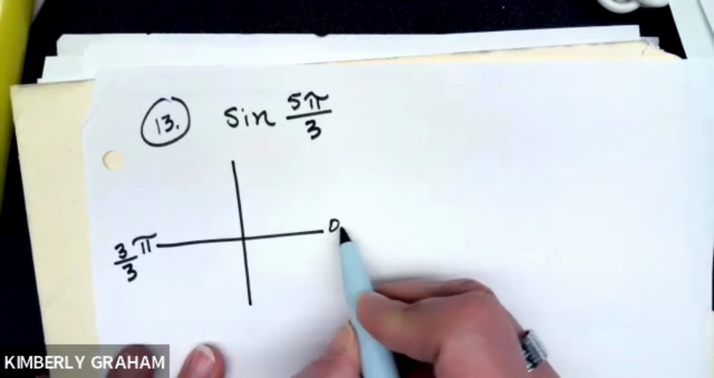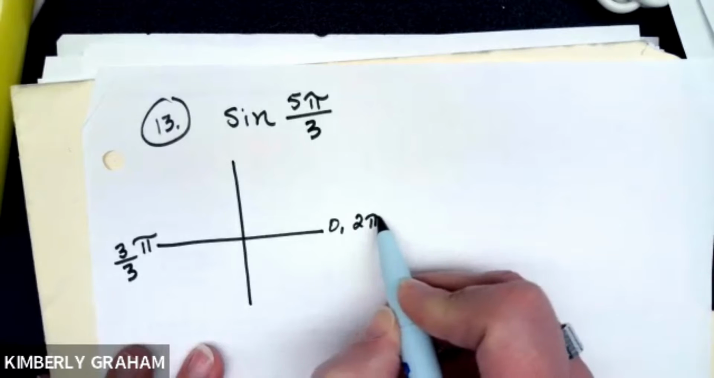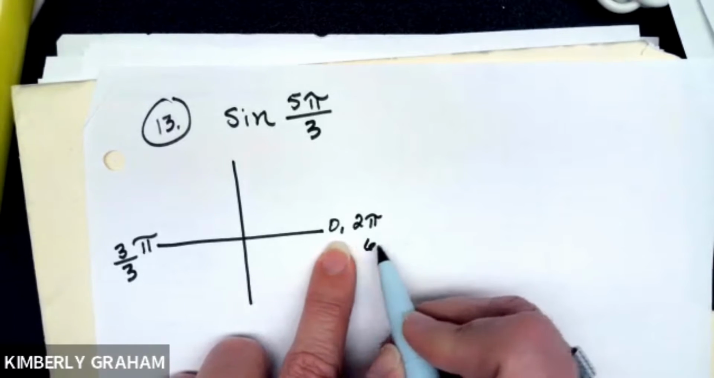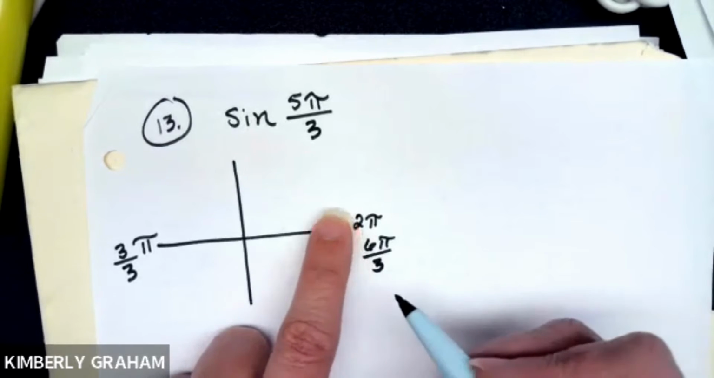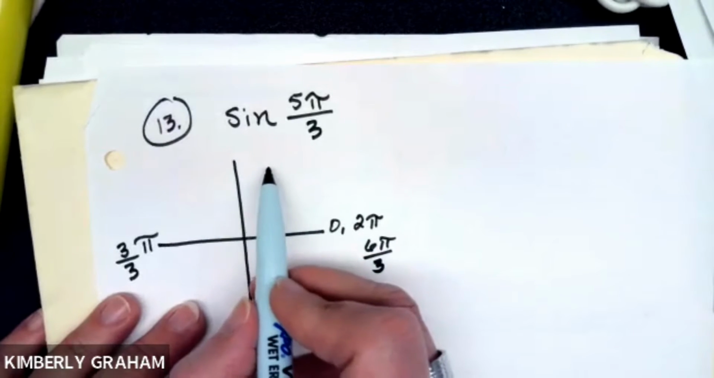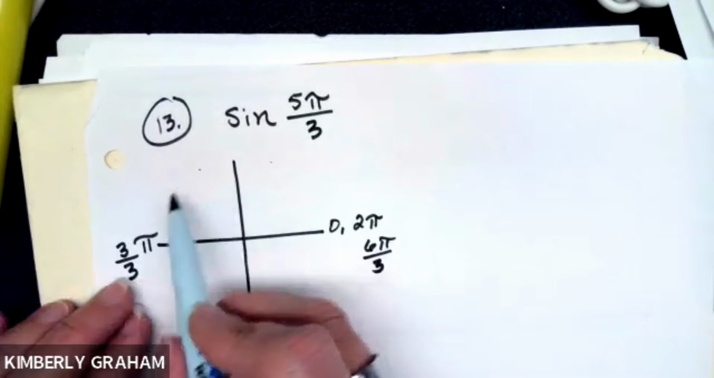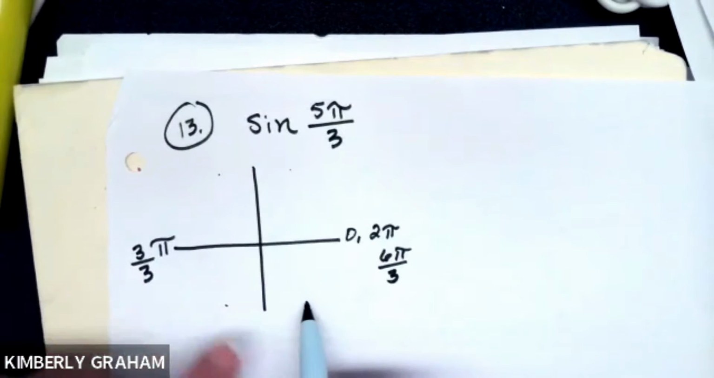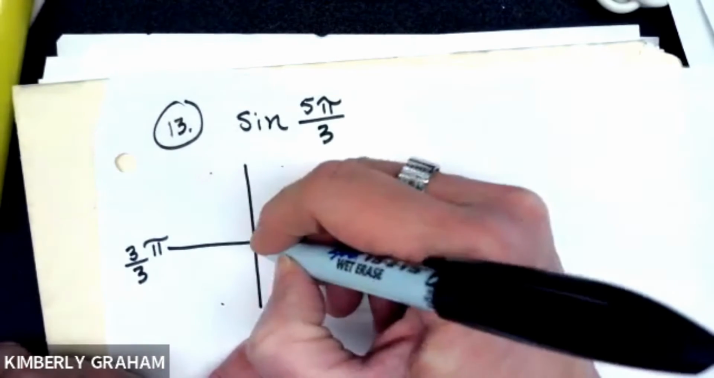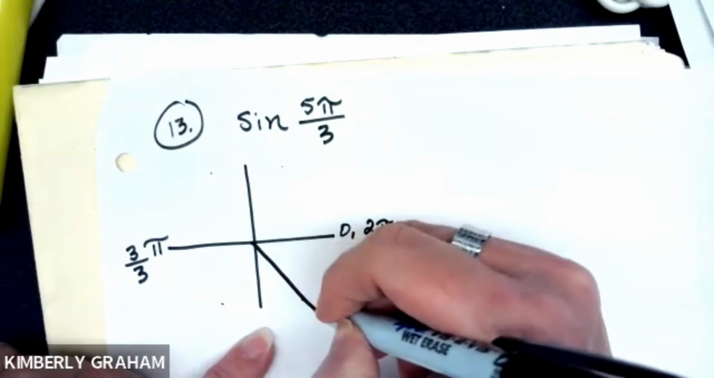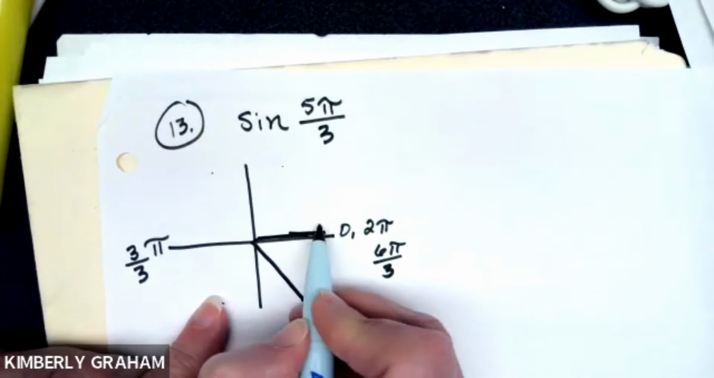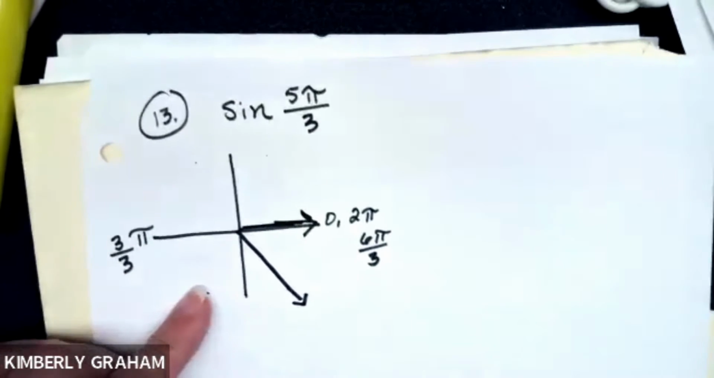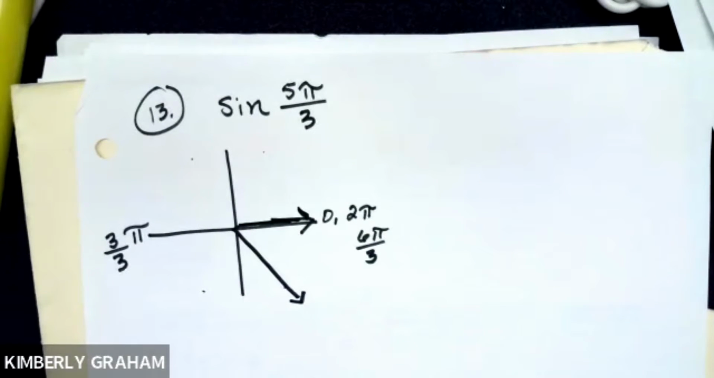You can think of this as 2 pi, or you could think of it as 6 pi over 3, right? Because 6 divided by 3 is 2. Right, 1/3 up in here, 1/3, 2/3, 3/3, 4/3, 5/3. So 5/3 pi is going to be down here in quadrant 4. So there's my angle that I'm given. That's my first step, to sketch the angle.